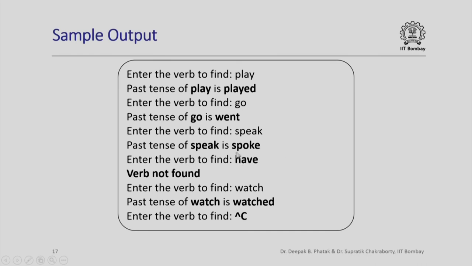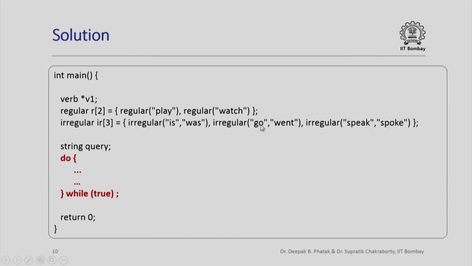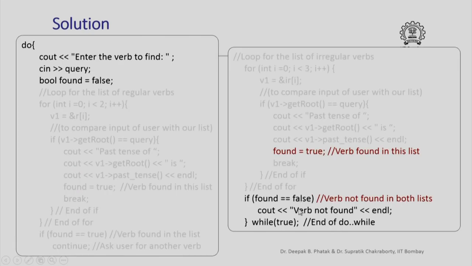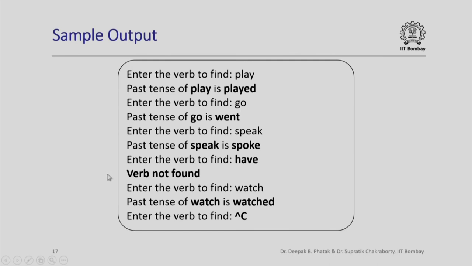But if you enter have, then note that have was neither here nor here, and therefore we will encounter this case where its verb is not found in both the lists, and it will print out verb not found, and again it will go back to the beginning of the do while loop and ask for another verb. And here if you say watch, here it will find it in the list of regular verbs and it will print out watched, and then you can of course press Ctrl C from your keyboard to come out of the infinite loop.